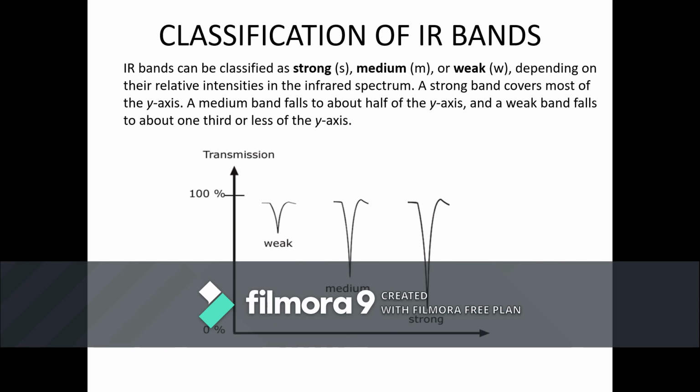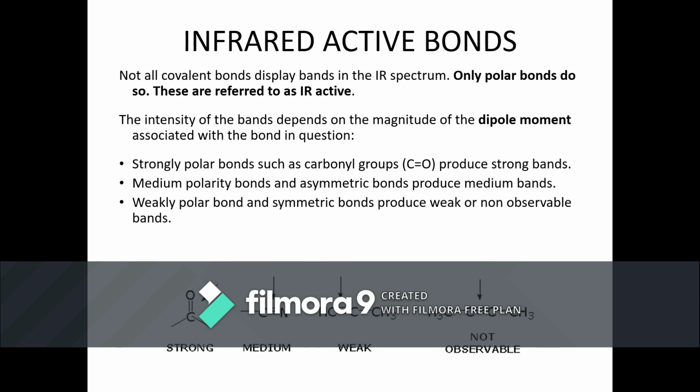IR bands can be classified as strong, S, medium, M, or weak, W, depending on the relative intensities in the infrared spectrum. A strong band covers most of the y-axis. A medium band falls to about half of the y-axis, and a weak band falls to about 1/3 or less of the y-axis. Not all covalent bonds display bands in the IR spectrum. Only polar bonds do so. These are referred to as IR active.